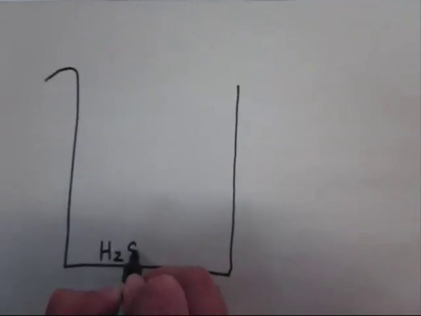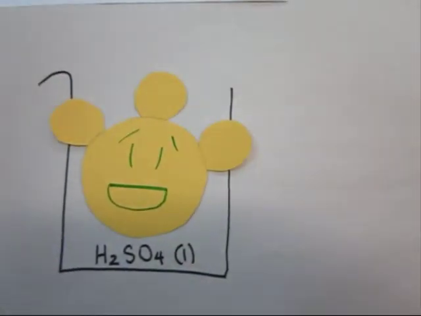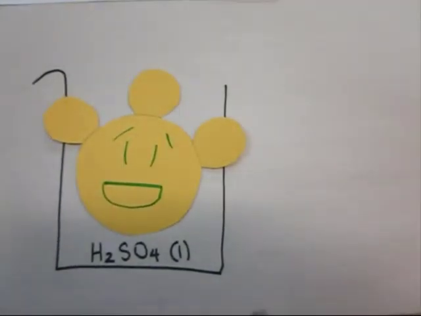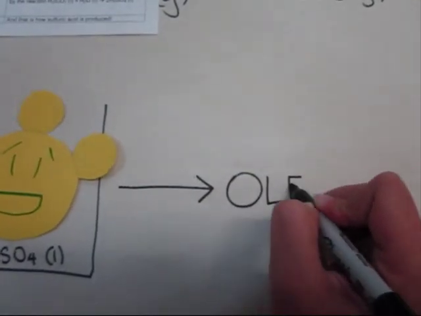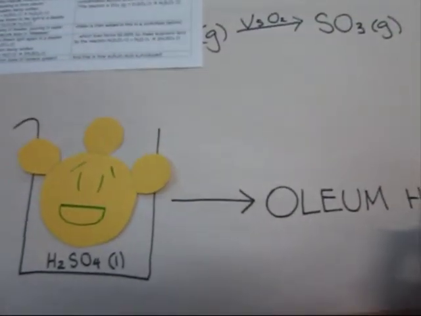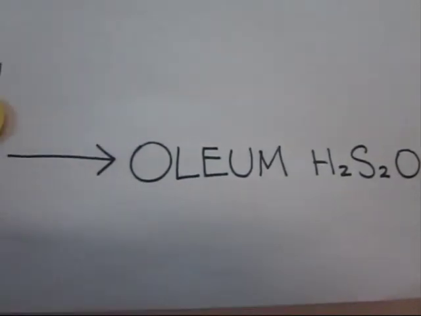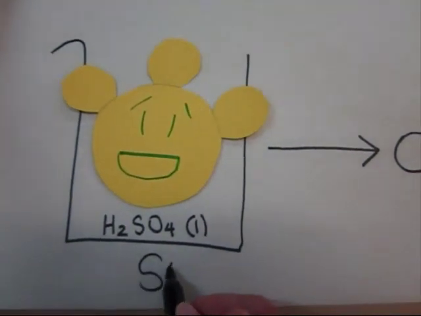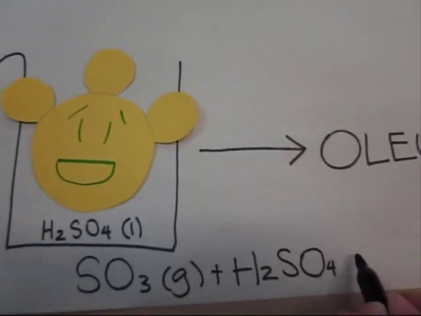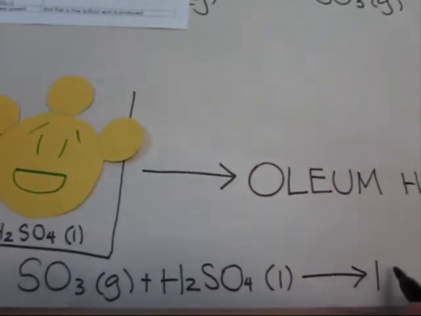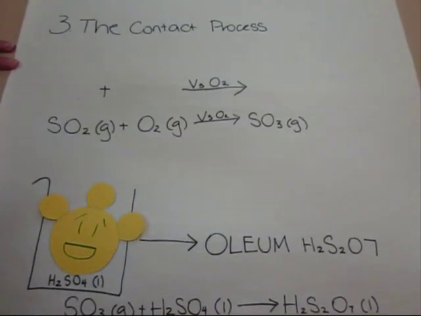Instead of reacting sulfur trioxide with water, an extremely exothermic reaction, it is dissolved in concentrated sulfuric acid to form oleum, H2S2O7. This reaction is SO3 (gas) plus H2SO4 (concentrated), which goes to H2S2O7 (liquid).